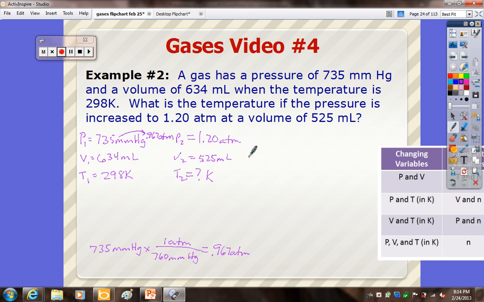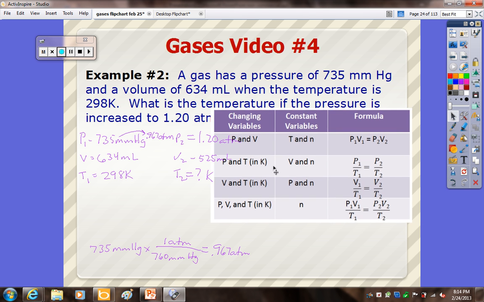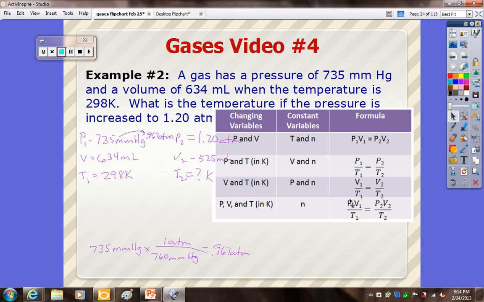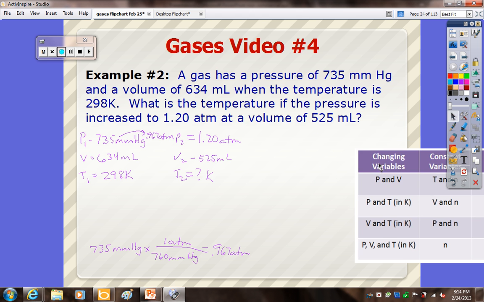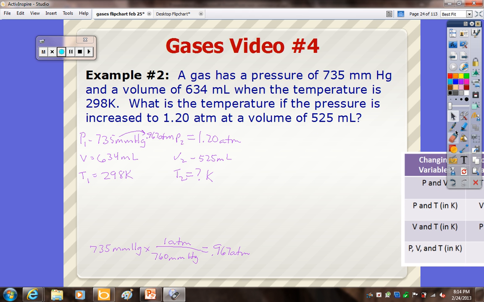Formula-wise, I have pressure, volume, and temperature all changing. So I want to use the combined gas law. P1V1 over T1 equals P2V2 over T2. So let's write that in and plug in our variables. P1V1 over T1 equals P2V2 over T2. Now since I'm solving for temperature, I want to get it by itself on one side. Now this is tricky because this is in the denominator. So I'm going to cross multiply.